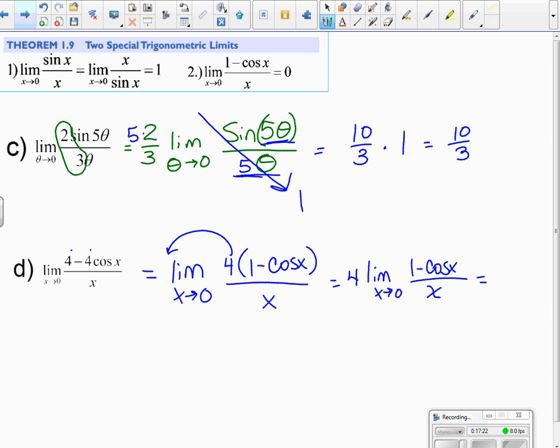Now look back on your theorems and you will notice that this is one of the basic ones that we should know. The limit as x approaches 0 of 1 minus cosine x over x goes to 0, and that's going to give me 4 times 0. I get 0 as my answer.